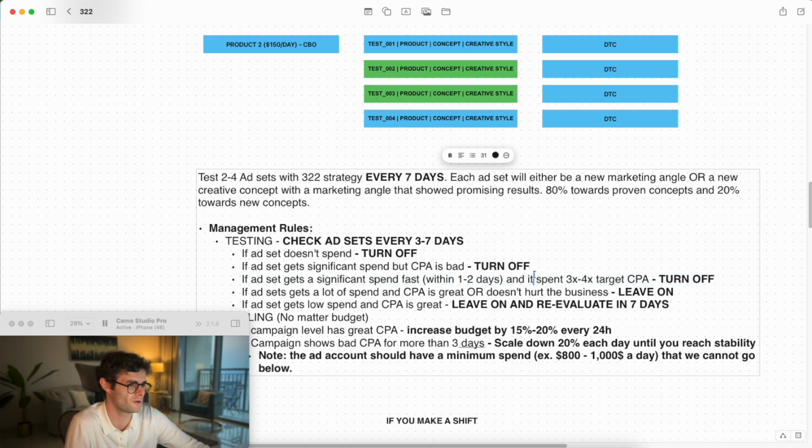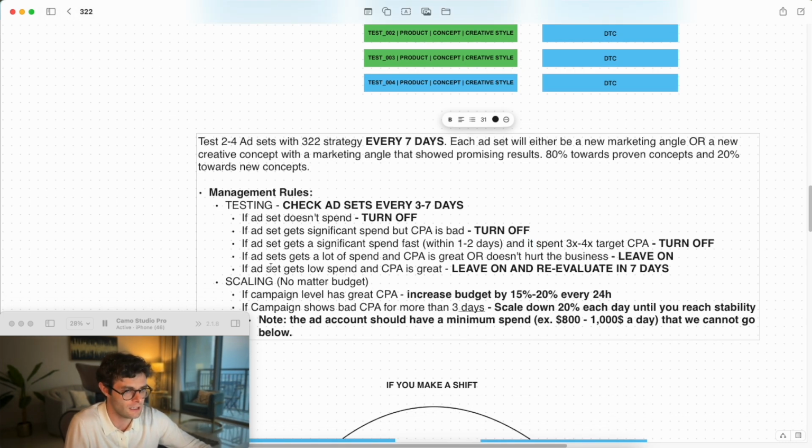But if there's horrible metrics, like we had an ad set last week that was spending 90% in like 4 or 5 hours, and the cost per clicks were like $4. Like, it didn't make any sense. We just turn it off immediately.